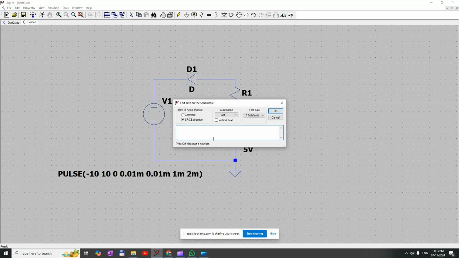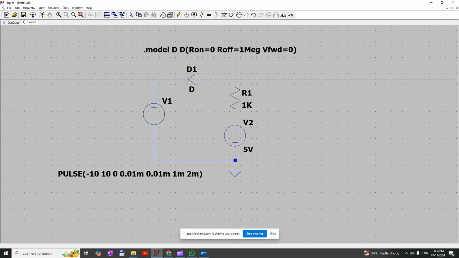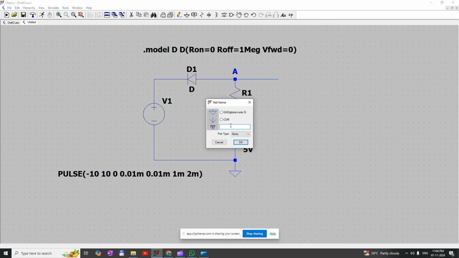and we are considering the ideal diode. D is equal to, when it is R on, 0 ohm resistor, and when it is R off, it is 1 meg resistance value, and voltage forward is equal to 0 volt, and we are going to measure the output at node A. Okay, we can label it as V out.